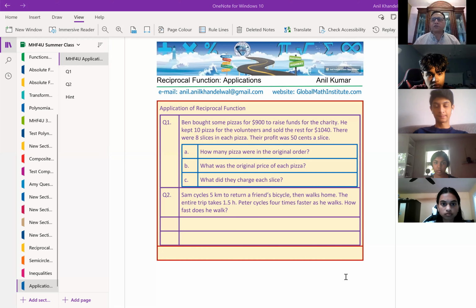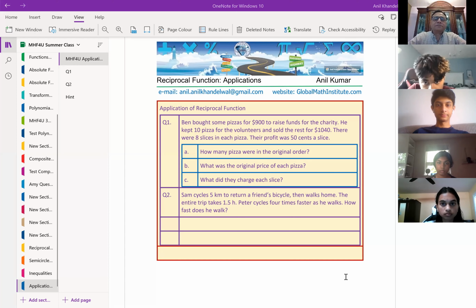So let's begin with Hamza. Can you please read question number 1? Ben bought some pizzas for $900 to raise funds for the charity. He kept 10 pizzas for the volunteers and sold the rest for $1,040. There were 8 slices in each pizza. The profit was 50 cents a slice. How many pizzas were in the original order? What was the original price of each pizza, and what did they charge for each slice?